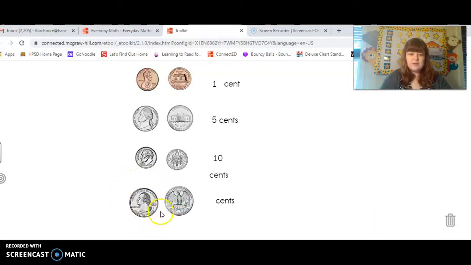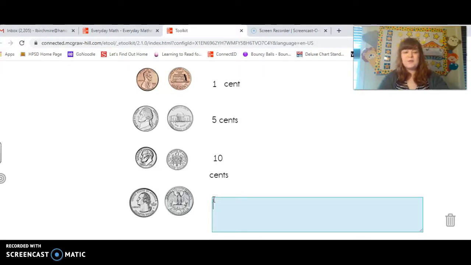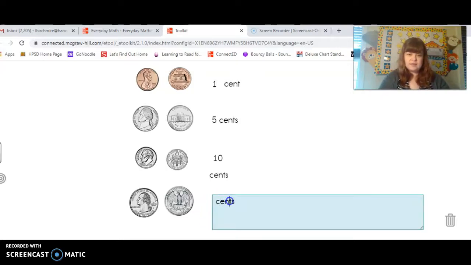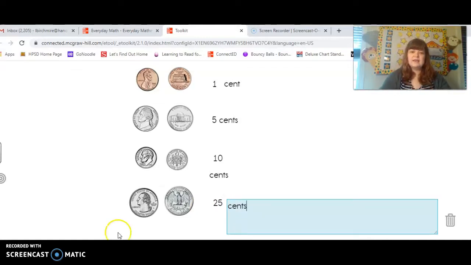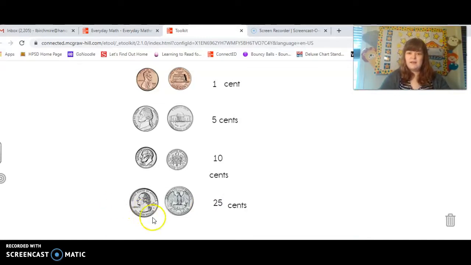What is the name of this coin here? Quarter. Very good. And how much is a quarter worth? 25 cents. Very good. And who is on the front of a quarter? Yes, George Washington, President Washington, our very first president.